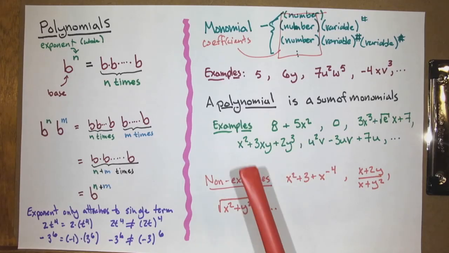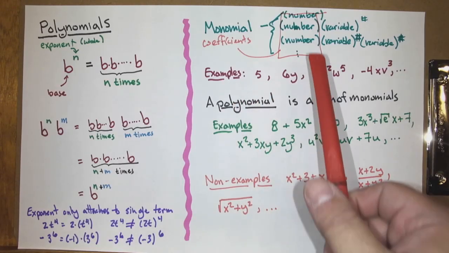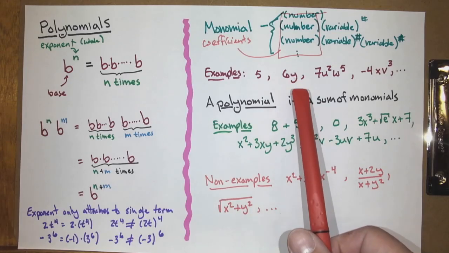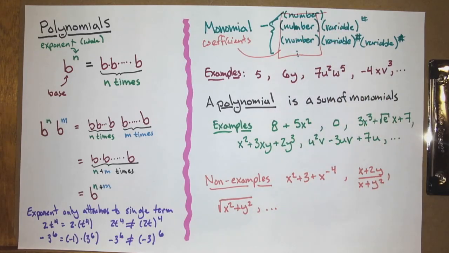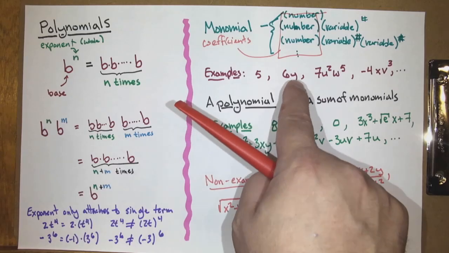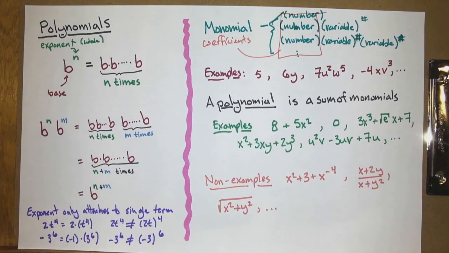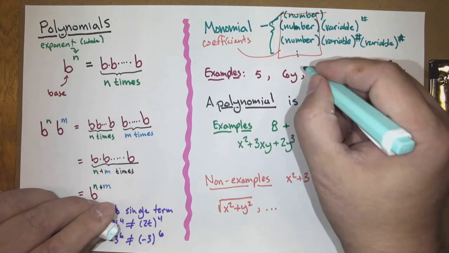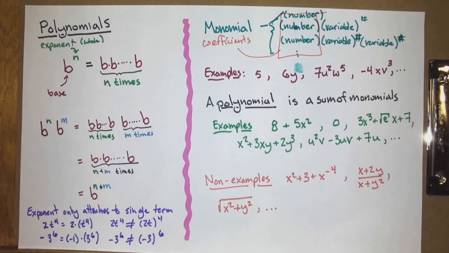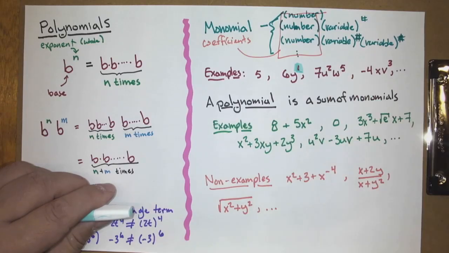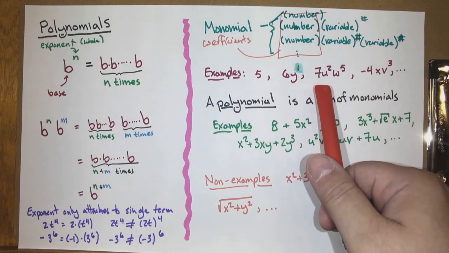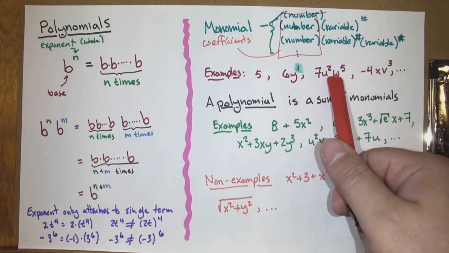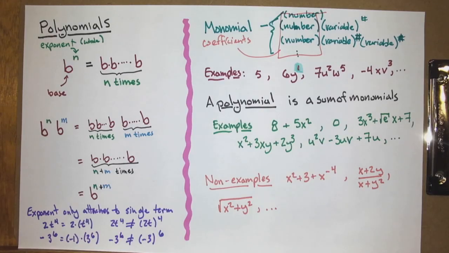So what are examples? 5, that's a number. 6y, that's a number times a variable. Now notice here, when we write down 6y, there's sort of an implied number. What's up here if we don't write something down? 1. Yeah, 1. So there's always that implied number going on. There's a 7, u squared, w fifth. In this case, we think of our u and w as representing our variable terms, and so on. There's many, many possibilities.